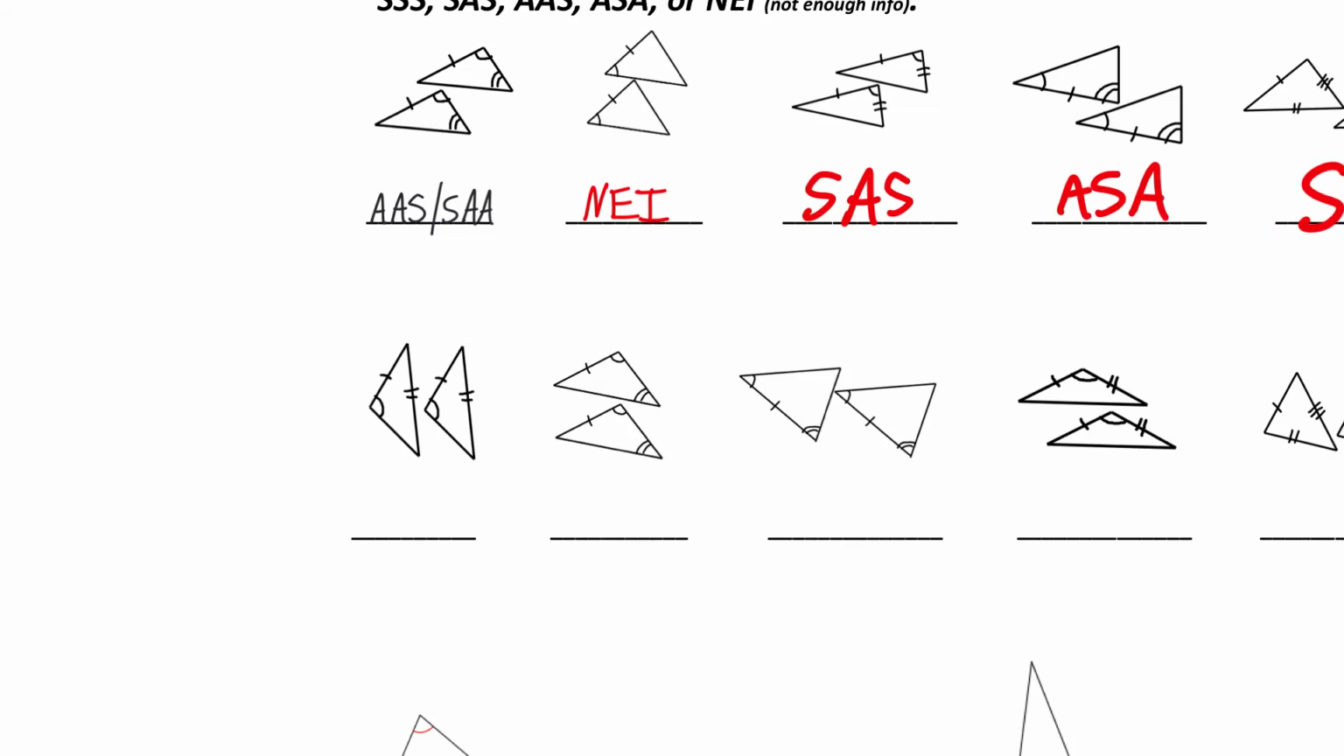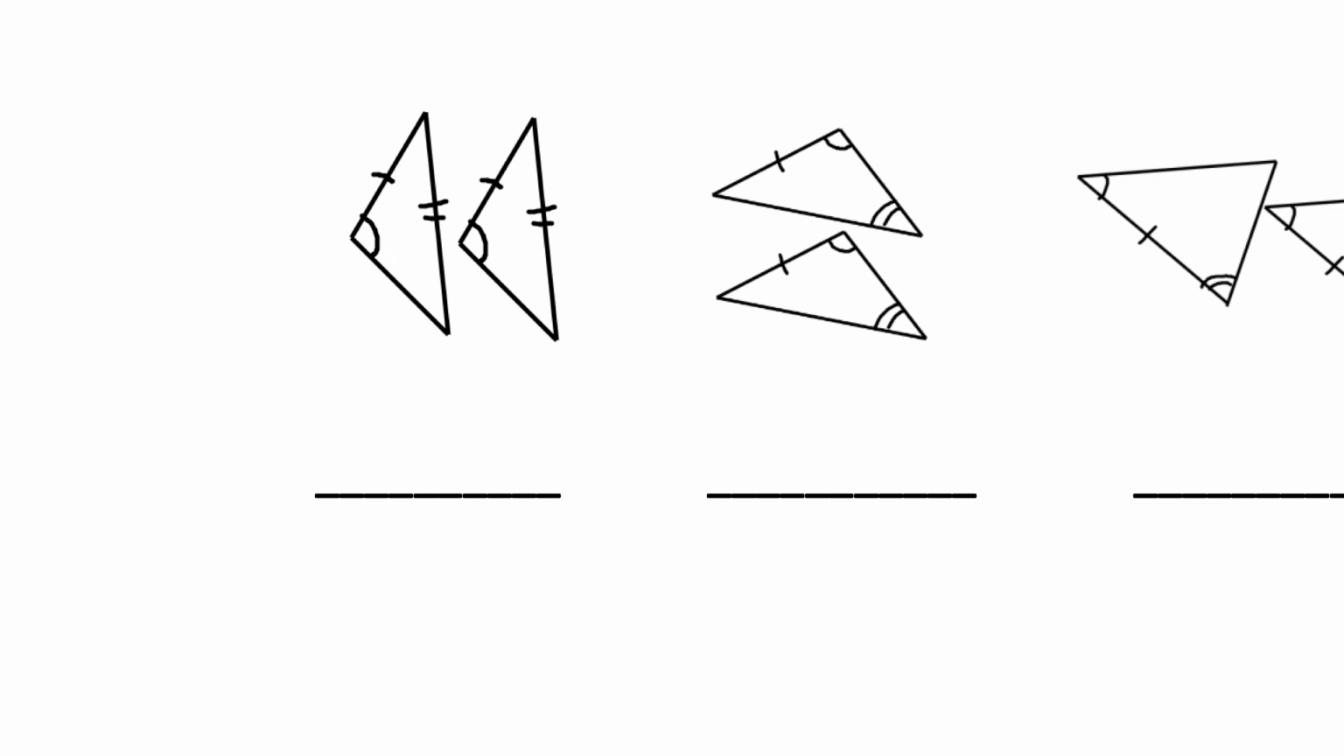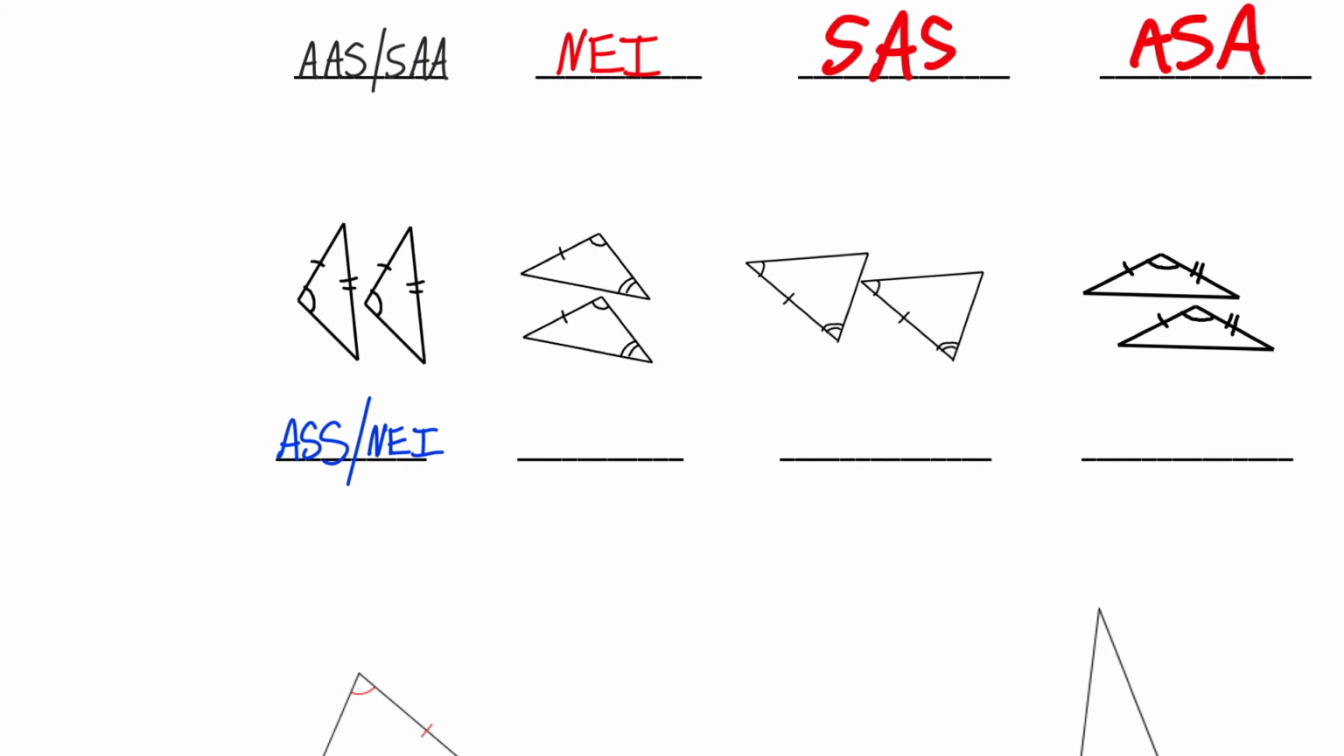What about the next one? It's not enough information. Okay, good. So this one is the angle, side, side. That's easy to remember. That's not what we want. Whenever you have that, you have to put NEI. So if you put angle, side, side, that's fine, but you have to put NEI with it. If you put ASS without putting NEI, it'll be counted wrong. Or if you just want to put NEI, that's fine also. What's the next one?